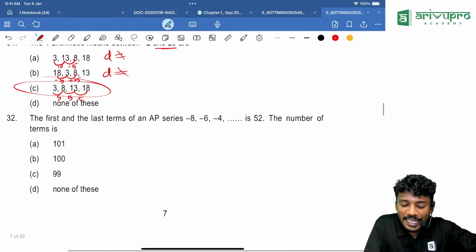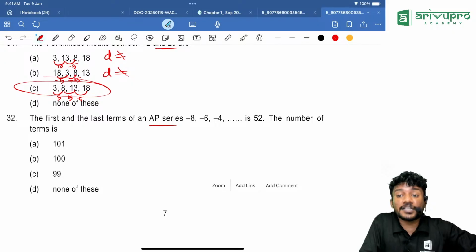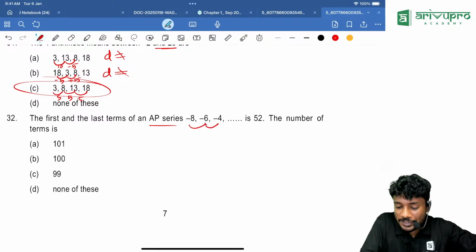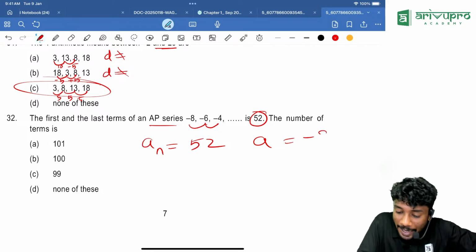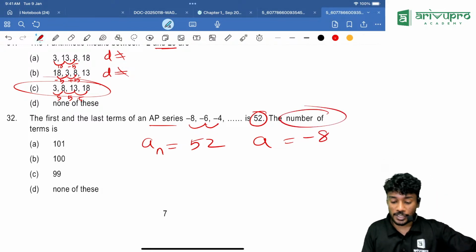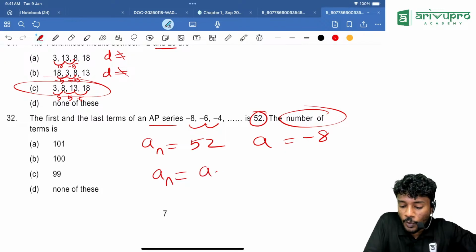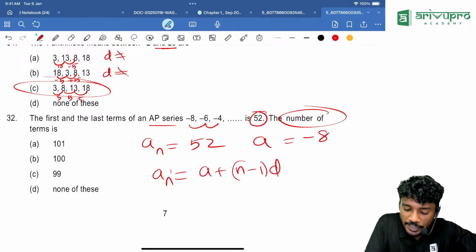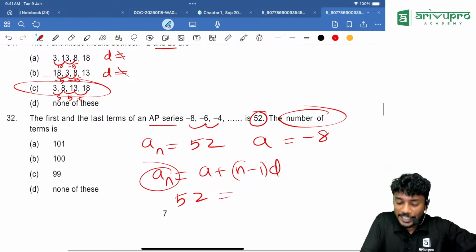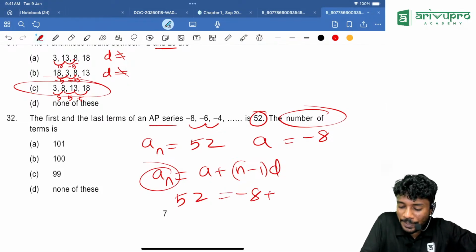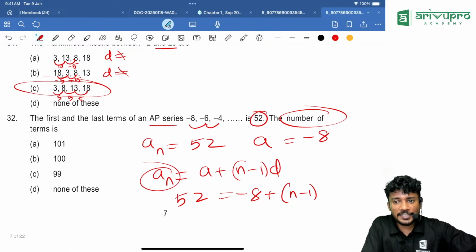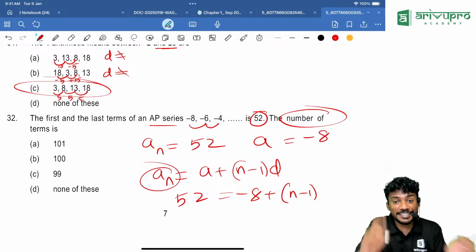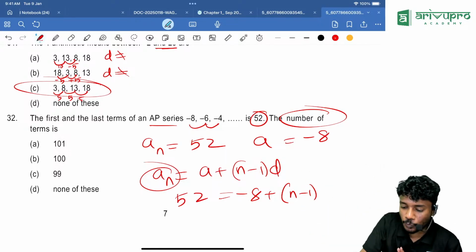Then the first and last terms of an AP are -8 and 52. That means AN is how much? 52. A is how much? First term is how much? -8. Then the number of terms is the question. What is the formula? AN is equal to A plus N minus 1 into D. AN is 52, which is equal to -8 plus N minus 1 into D. D is how much, people? -2 or +2? -8 is becoming -6. That means +2.